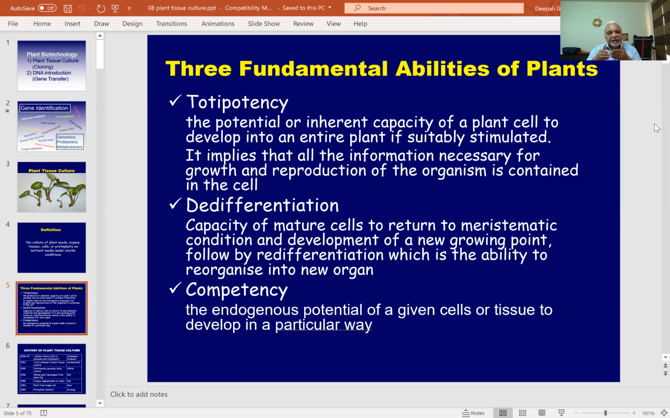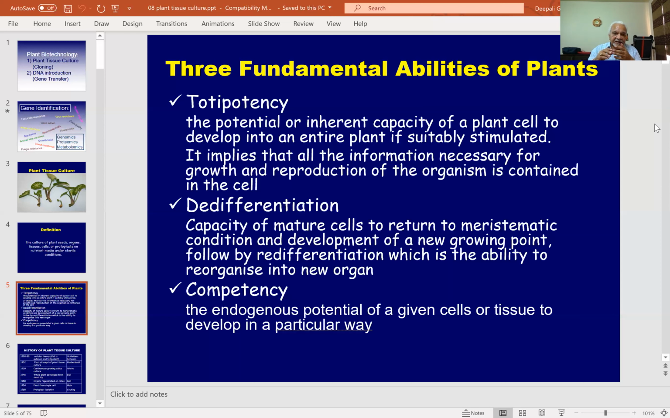And then dedifferentiation. What is this dedifferentiation? Plant cells undergo differentiation to form stem cells, leaf cells, or shoots, or flowers. So this kind of differentiation takes place among the cells while developing. But when we take any tissue from a differentiated part of the plant, like shoot, root, flower, stem, it undergoes dedifferentiation.